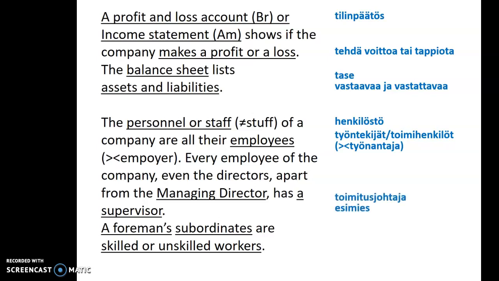Okay, then everybody has a supervisor, and every supervisor has subordinates. So we have supervisor and subordinates, and the foreman's subordinates are skilled or unskilled workers. A skilled worker means that you have training for a special job, like you are for example a carpenter or joiner or bricklayer, then you're a skilled worker.